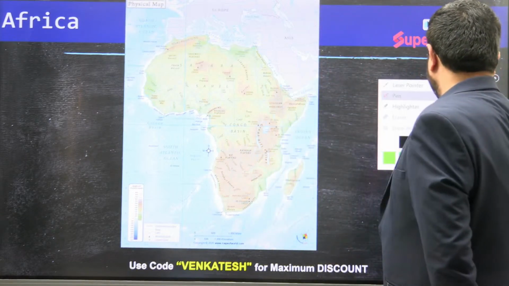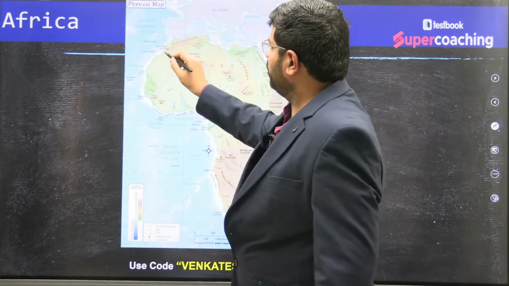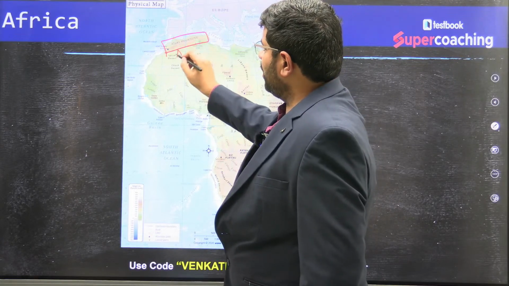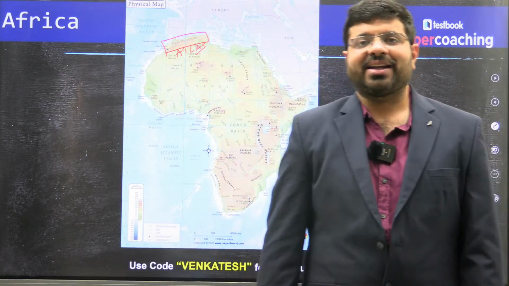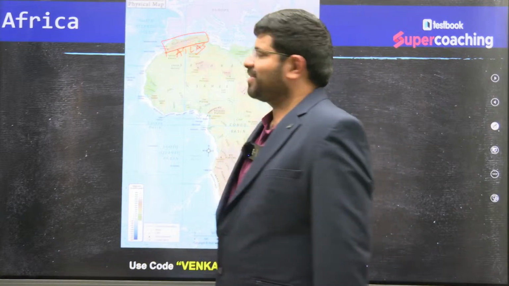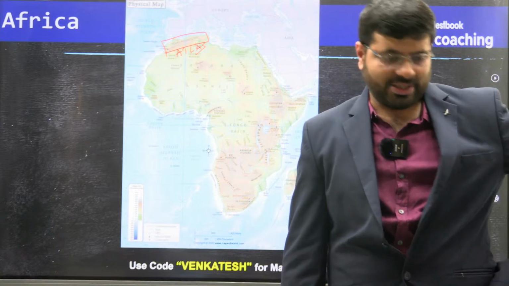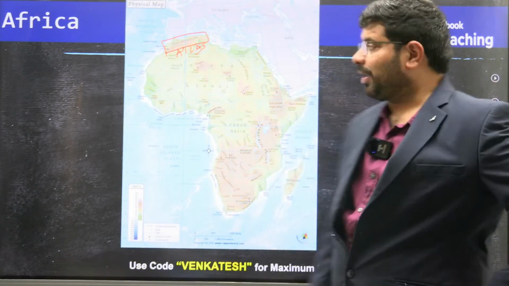Yes, okay. So if you see here, right in the northwest corner, you have mountains called the Atlas Mountains. Very easy to remember, isn't it? Atlas Mountains. So northwest corner of Africa, we have the Atlas Mountains. Yes, Gayatri, Atlas Mountains.